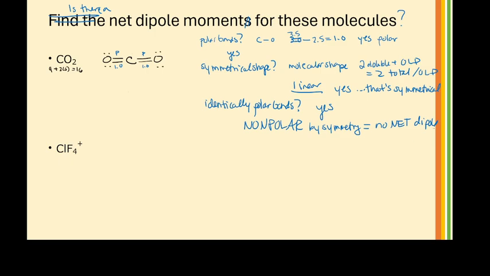Now, there are dipoles in there because I do have polar bonds. That's another word for what a polar bond is, it has a dipole. So there are dipoles, but there's no net dipole moment because, due to the shape and being identically polar, they cancel out.